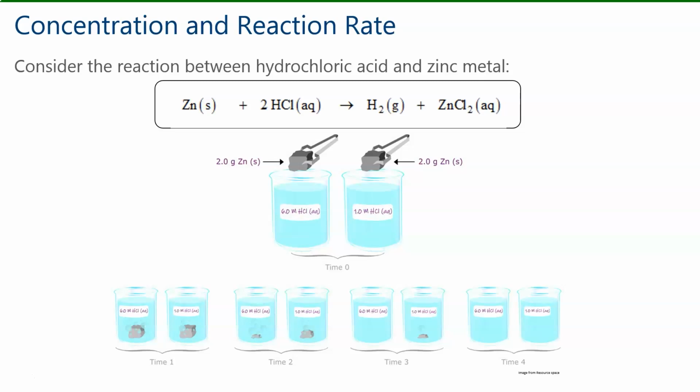If we look at time 1, 2, and 3, we'll notice that in the more concentrated hydrochloric acid, the reaction is going faster. We can see that the zinc is beginning to disappear at time 2 and is completely gone at time 3 in the more concentrated hydrochloric acid. In the less concentrated hydrochloric acid, it takes a longer time for the reaction to occur.